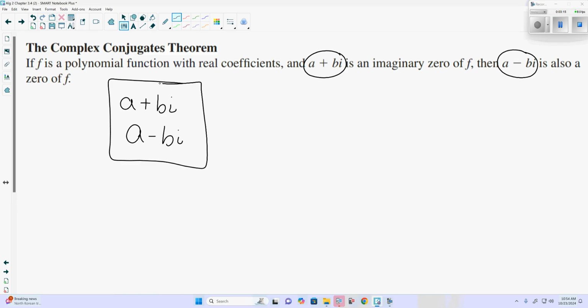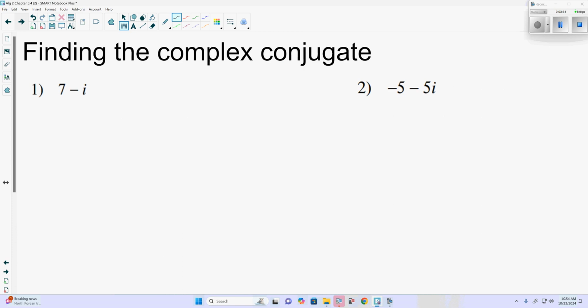You don't necessarily need it. Well, you can get one here in a little bit. Let's look at this first. So we good with this here, complex conjugates? So a plus bi's conjugate is a minus bi. So 7 minus i. What's the definition of the word conjugate?